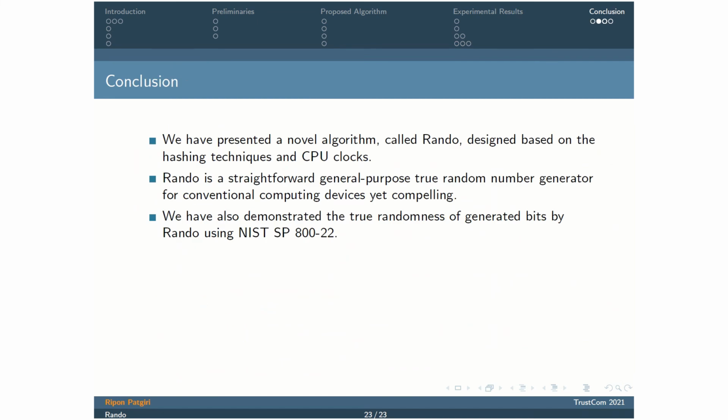In the conclusion, we have presented a novel algorithm called Rando, designed based on hashing techniques and CPU clocks. Rando is a straightforward, general-purpose true random number generator for conventional computing devices, yet compelling. We have also demonstrated the true randomness of the bits generated by Rando using the NIST SP 800-22 statistical test suite.